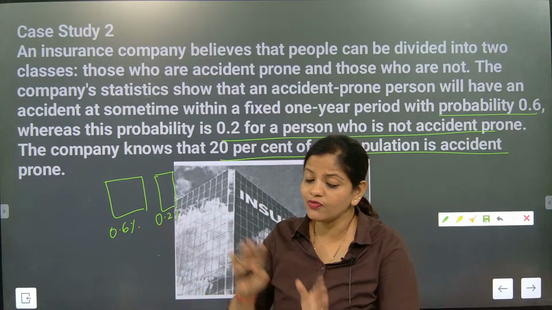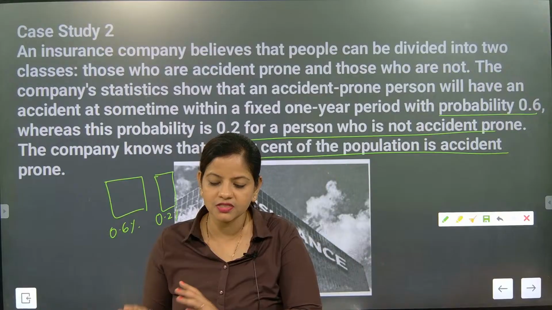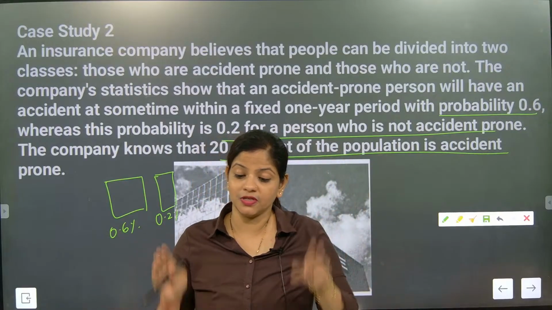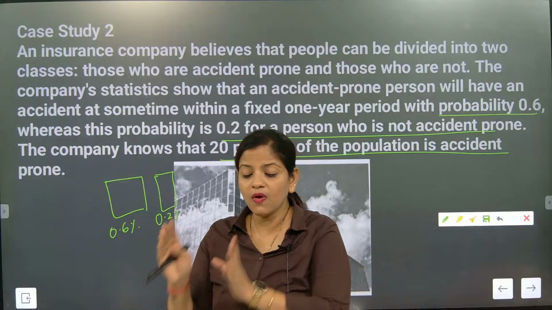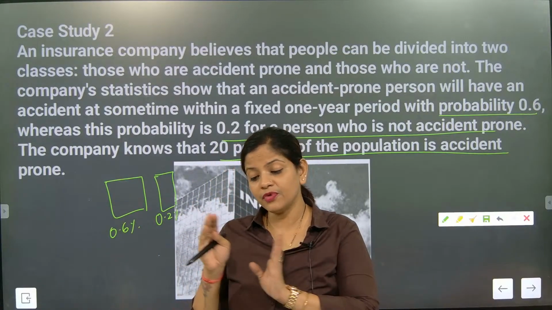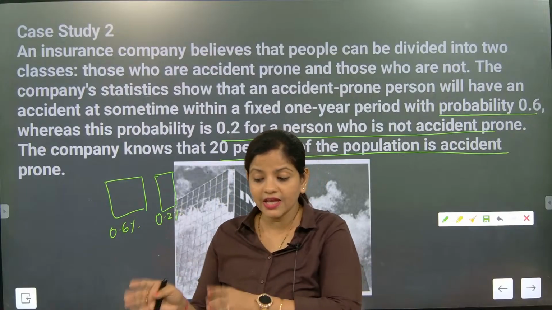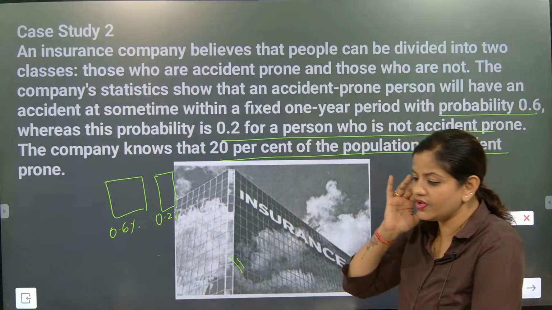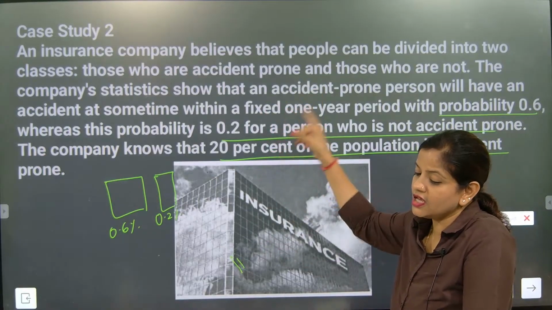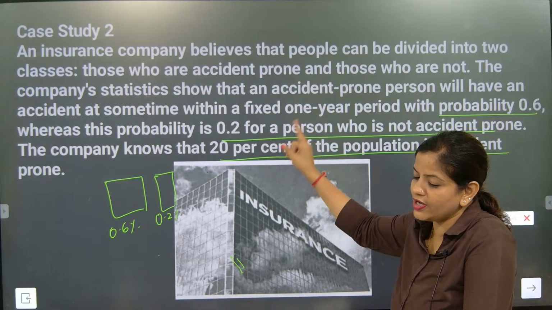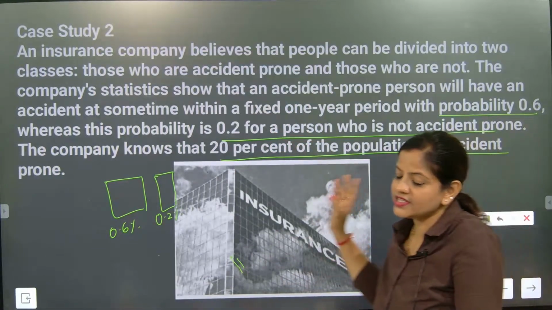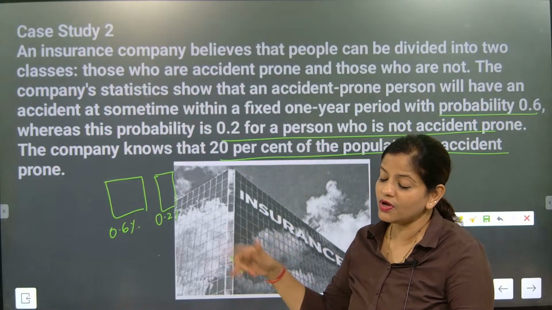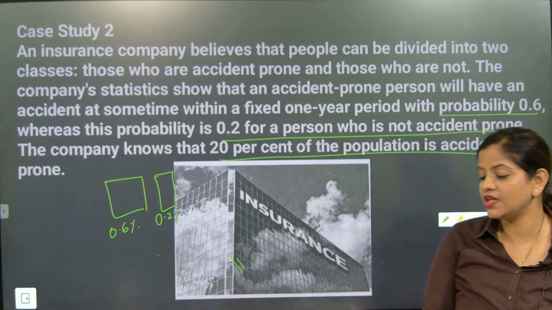And they are telling that out of the total population who have taken insurance, 20% people are accident prone. See, not the total human population, but the total people in the company, because they have registered themselves in the company, they only can answer this question. So 20% of them. These are the information we got: 0.6 accident, 0.2 no accident, and 20% of the people who always meet with accidents.